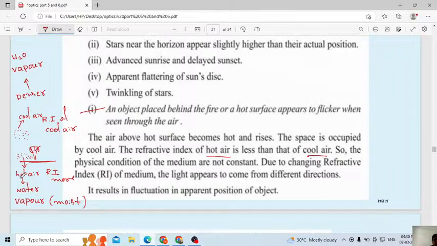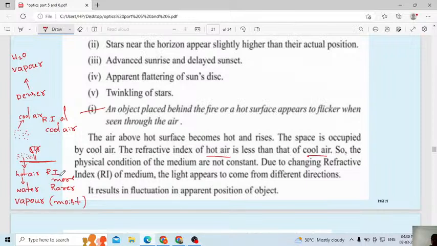Then, coming to the case of hot air, there is no water vapor, there is no water droplet. Then this medium is the rarer medium. Therefore, in the rarer medium, the refractive index is less. Hot air has less refractive index, and in the cool air the refractive index is more. This one is the denser, this one is the rarer. The refractive index of hot air is less than the refractive index of cool air.